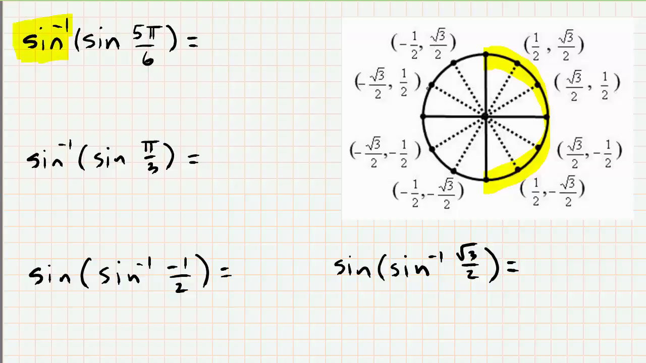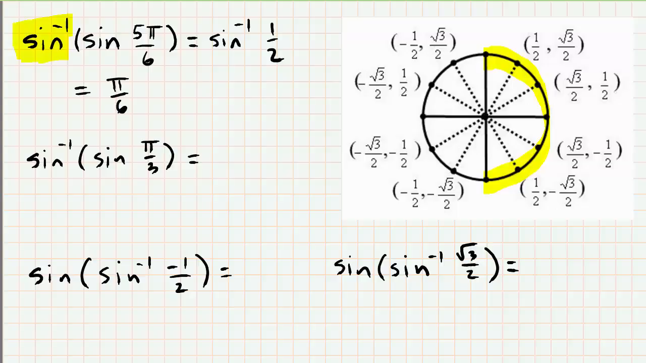The simplest, most straightforward way is to just start on the inside and work your way out. So this would be inverse sine. We go to 5 pi over 6. That's right here on the unit circle, 5 pi over 6. The sine value at 5 pi over 6 is the second coordinate, so that's 1/2. And now we move to the outside function, inverse sine of 1/2. That means the angle on the right that has a sine value of positive 1/2. That angle is pi over 6.